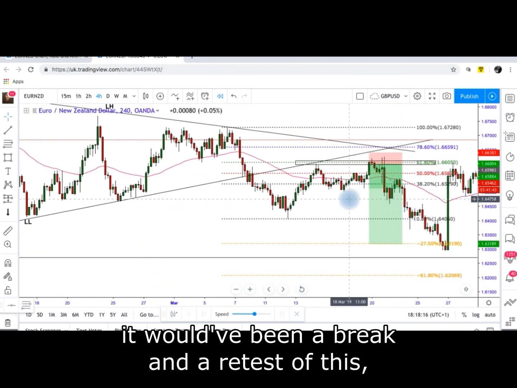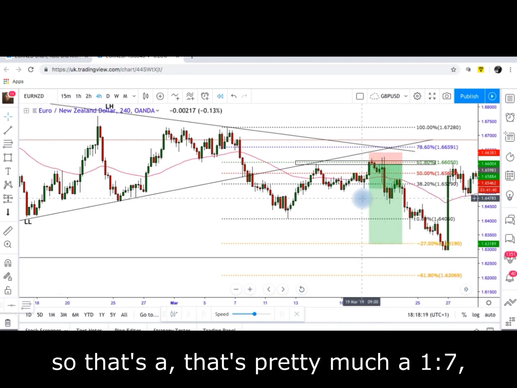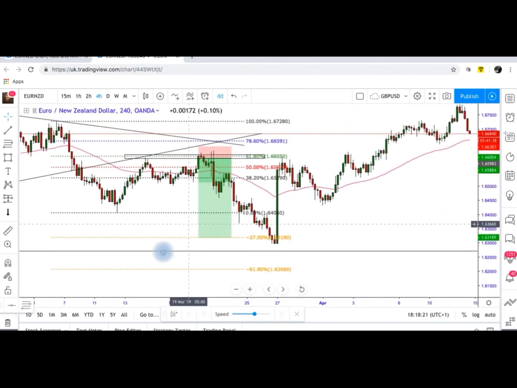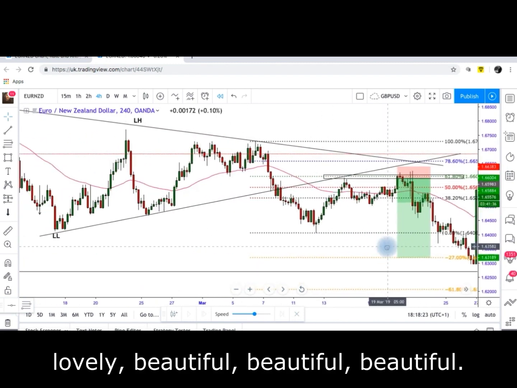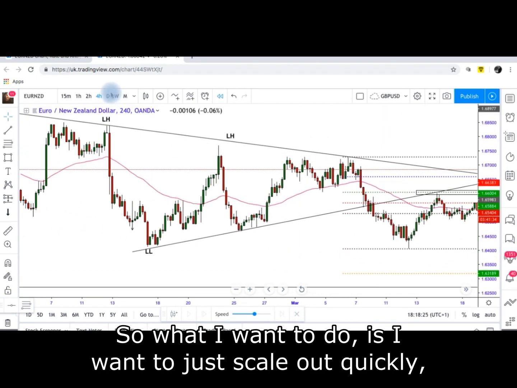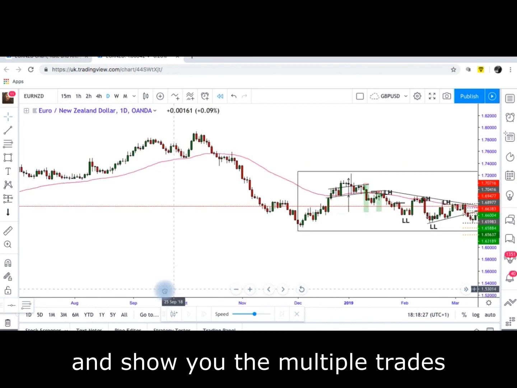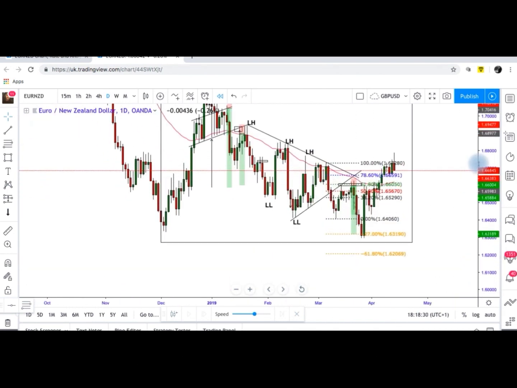That would have been our next trade on this. It would have been a break and a retest of this. So that's pretty much a 1 to 7. Lovely. Beautiful. So what I want to do is just scale out quickly and show you the multiple trades that we could have taken on this.